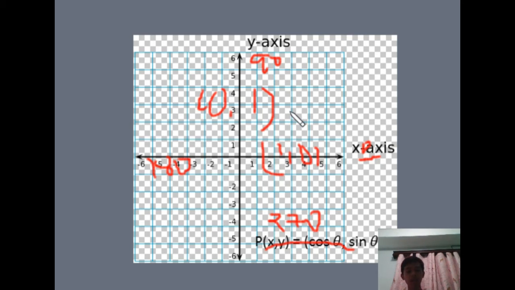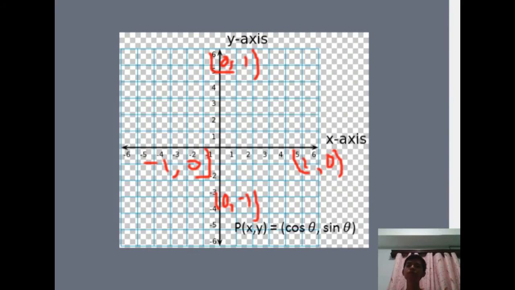Next would be 180 degrees. This is cos 180 and sine 180 degrees, and it would be equal to (-1, 0). Next would be 270 degrees, and it would be equal to (0, -1). Given these points, you should now be able to determine the other trigonometric functions.